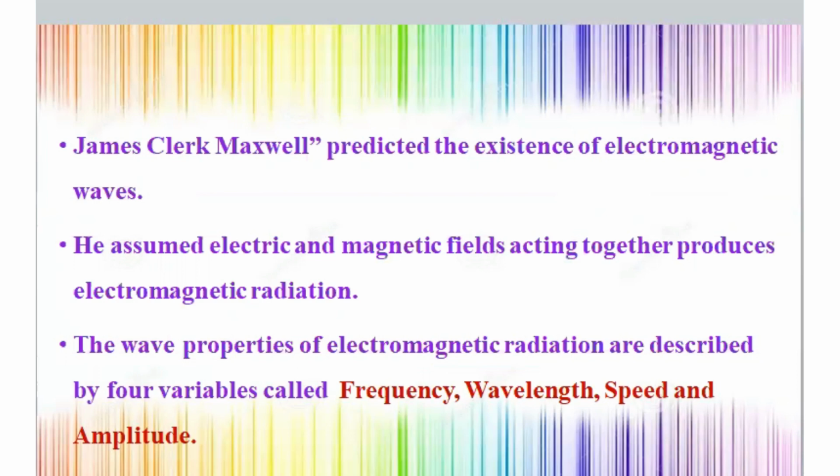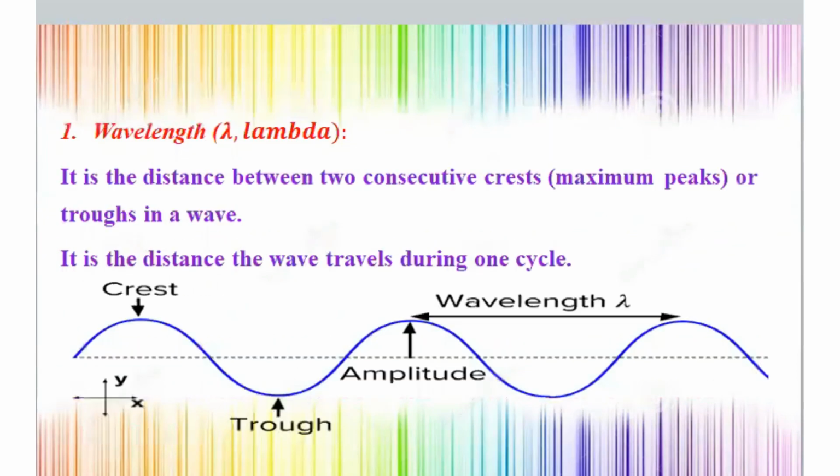The wave properties of electromagnetic radiation are described by four variables called frequency, wavelengths, speed, and amplitude. What is wavelength? Wavelength is represented by the Greek letter lambda. It is the distance between two consecutive crests or troughs in a wave.